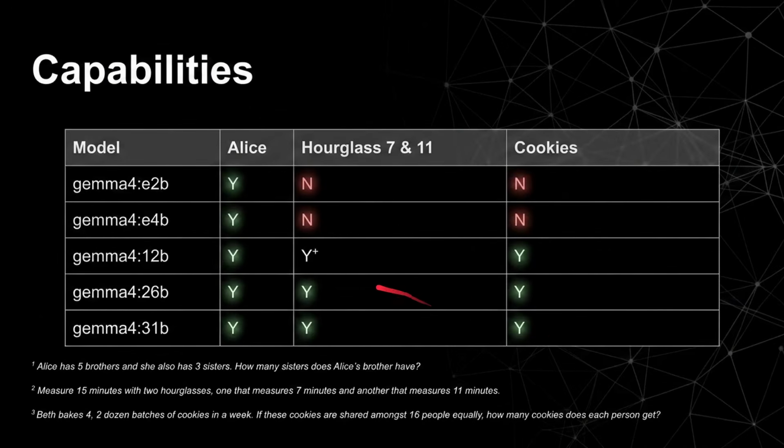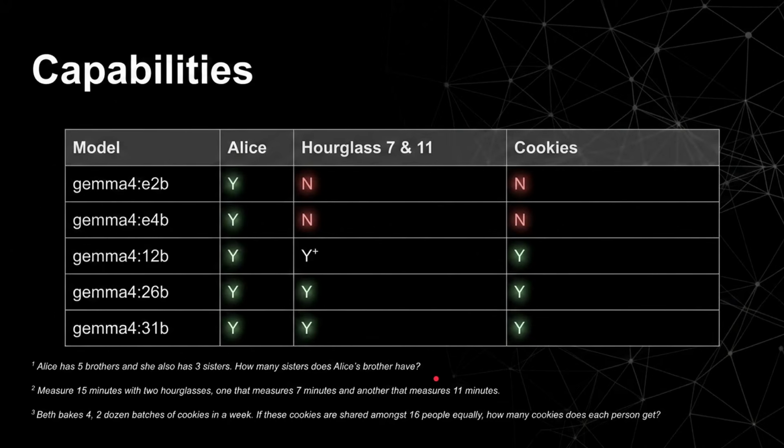So about the capabilities, I've got these questions that will help us make a mark of what they can and can't do. So they all can answer the Alice question. What's that? Alice has 5 brothers. She also has 3 sisters. How many sisters does Alice's brother have?